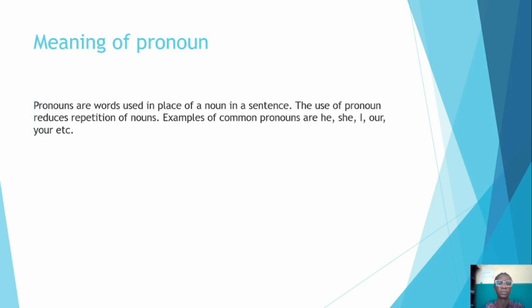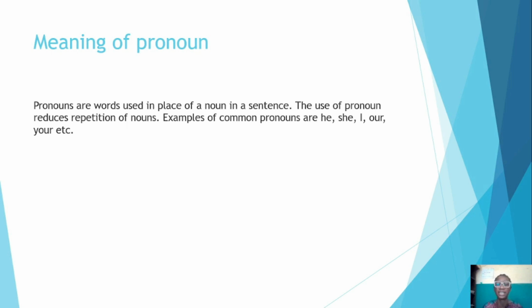What is a pronoun? A pronoun is simply a word that is used in place of a noun in a sentence. That means that what a pronoun does mainly is to reduce the repetition of nouns. For example, instead of a passage to keep on repeating the name Emeka: Emeka came to school on Monday. Emeka went home by 5 o'clock p.m. Emeka visited my house afterwards. Emeka did this, Emeka did that.